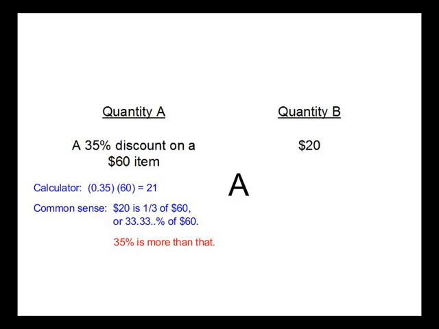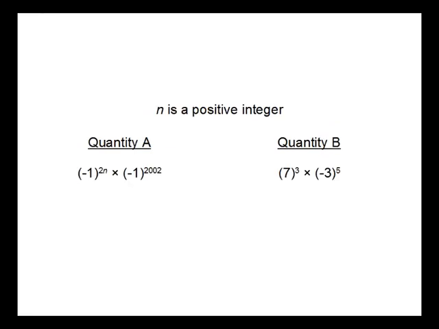There's an even faster way that involves kind of cheating off the easy quantity of 20. 20 is exactly a third of 60. Easily seen. And if you remember your decimal equivalents, you know that 1/3 is 33.33%. 35 is clearly more than that. And there you go. A is greater. Another QC. Take 30 seconds.